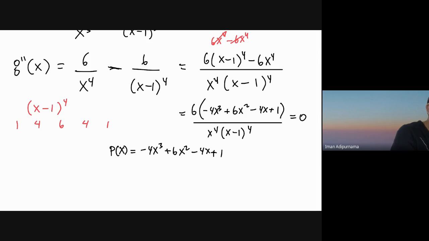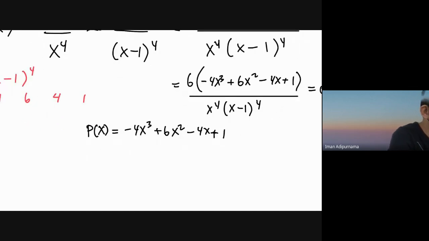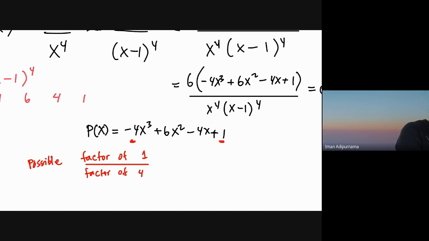Okay, how to check the solution from cubic formula? Let me give you the idea. First, you can check the n coefficient and the first coefficient. So factor of 1 divided by factor of 4. This is possible rational solutions or rational zeros or roots.